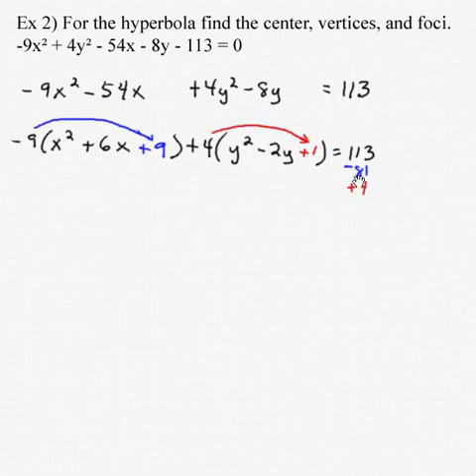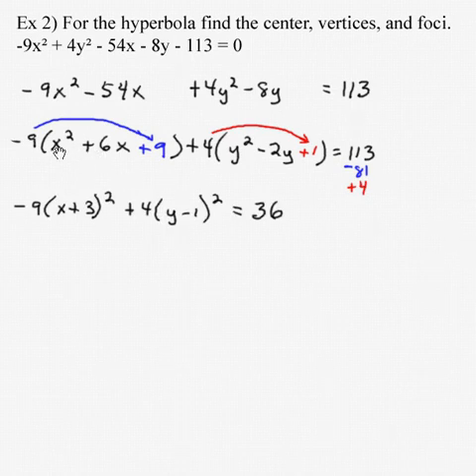2 divided by 2 is 1. 1 squared is 1. That 1 is being distributed by a positive 4. So we need to add 4 to the right side of the equation to keep it equivalent and balanced. Alright, well, let's factor our perfect square trinomials. So that's x plus 3 quantity squared. This is y minus 1 quantity squared. 113 plus 4 minus 81 is 36.